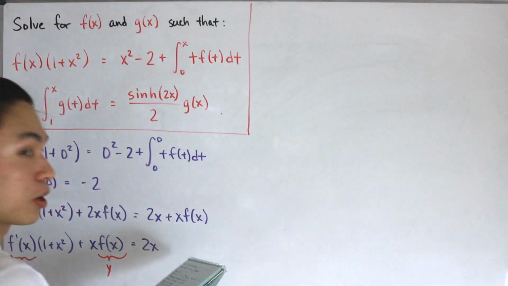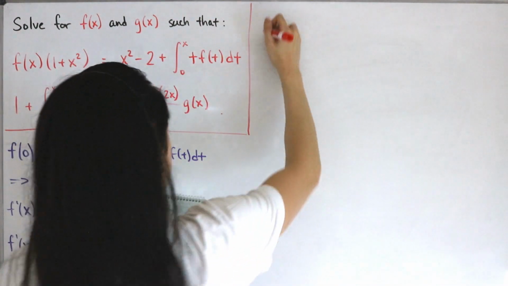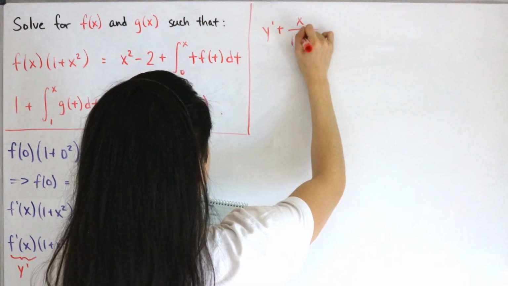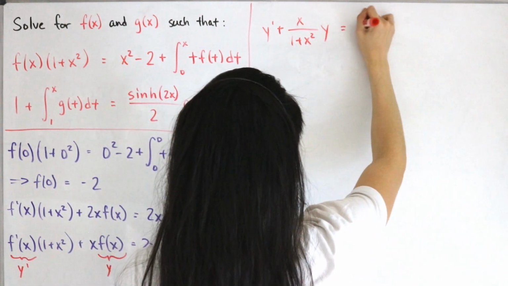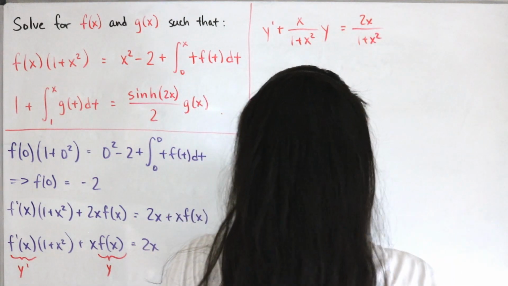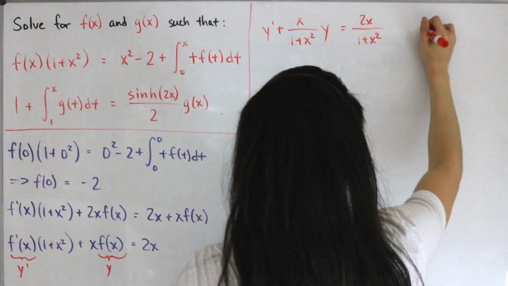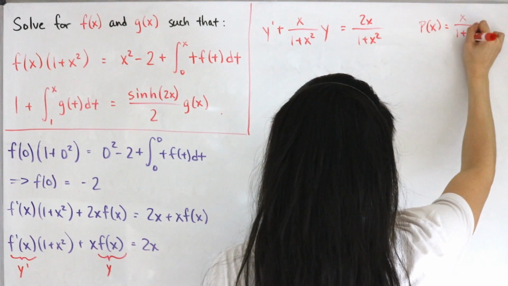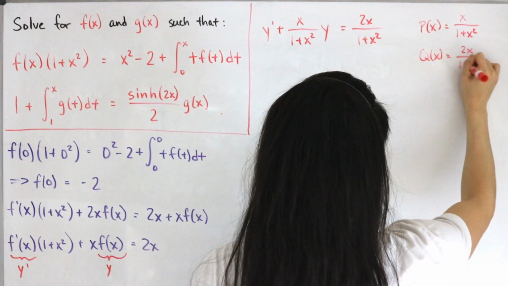So after doing that division, we're going to get y prime, then add x divided by 1 plus x squared, then multiply by y, then set this equal to 2x, all divided by 1 plus x squared. So we choose our functions p of x and q of x of that form of the first order linear equation. As we can see, p of x is simply x divided by 1 plus x squared. Our q of x is going to be equal to 2x divided by 1 plus x squared.